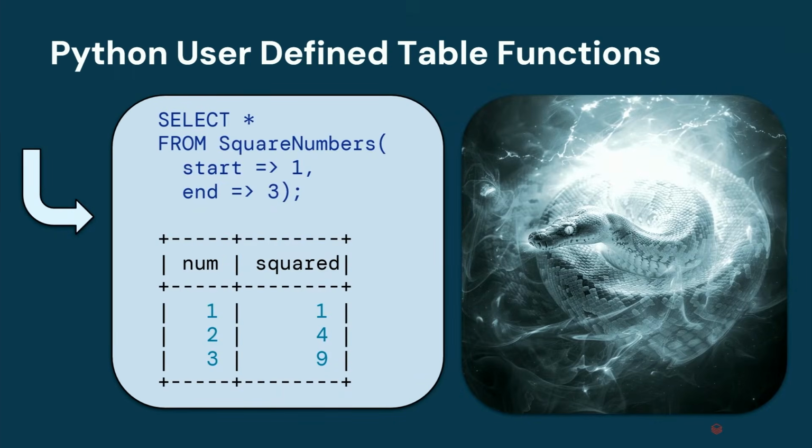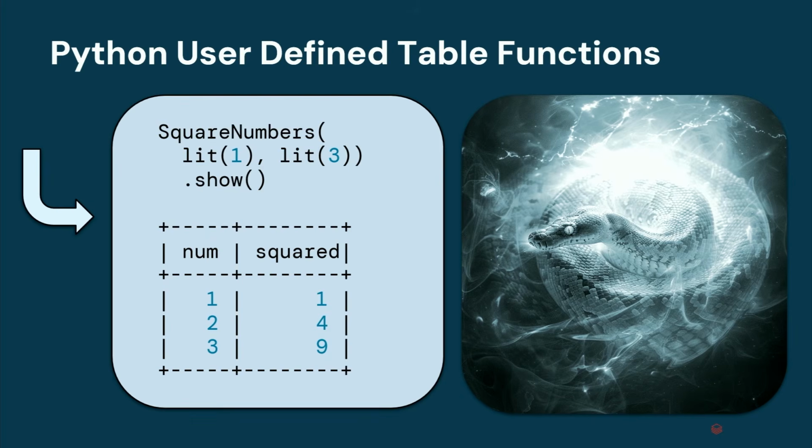This is an example of what it might look like to call one. You can select from the UDTF, generating a table. Here we pass 2 scalar arguments. We use SQL named arguments for this because it's a nice feature that is now available in Spark SQL, and it's similar to passing named arguments in Python. And then here's how you might invoke the UDTF with the data frame API. So this is the intro.